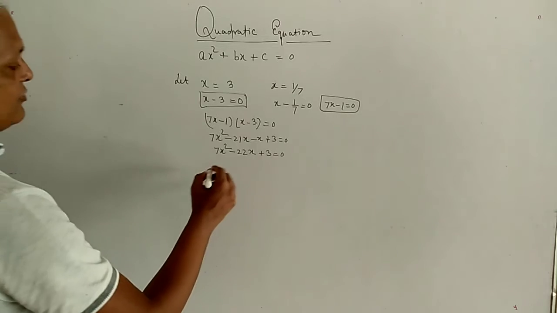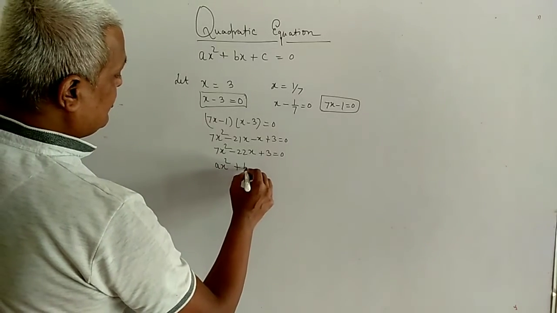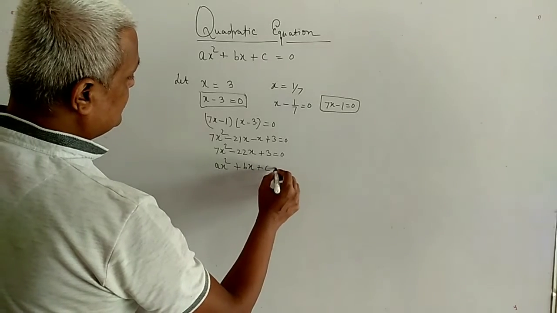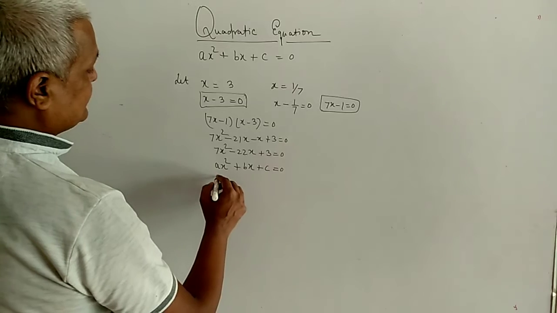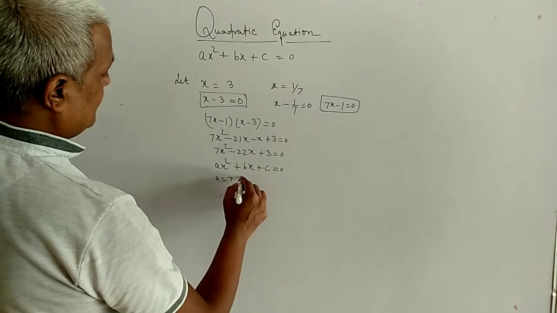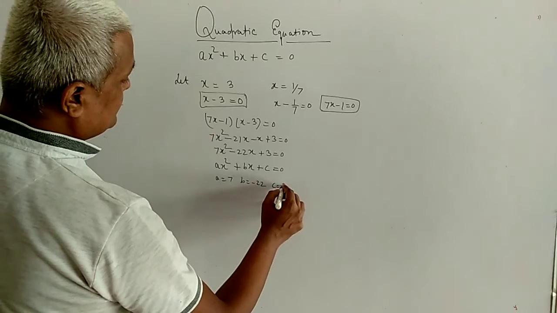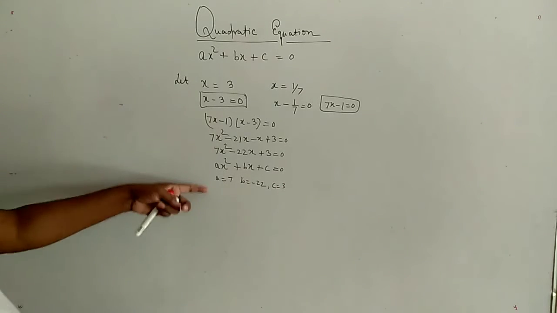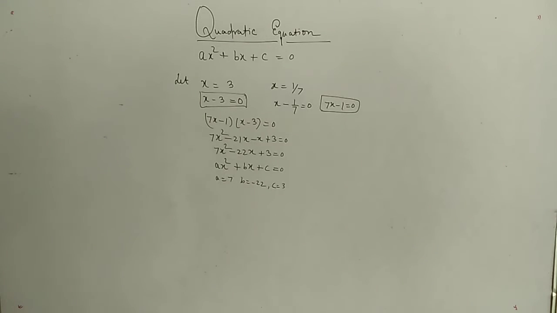If you see, this equation is already in the standard form, ax square plus bx plus c equal to 0. Then you get a is 7, b is minus 22, c is 3. So these are the coefficients of the x square, the middle term, and the constant term.